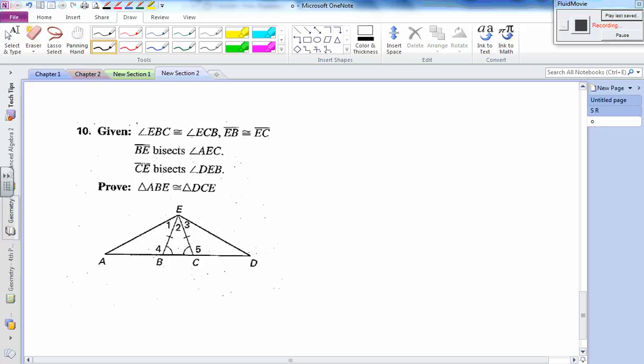Okay, write a two-column proof for 10. Looking at the diagram, got a couple different triangles here. The triangles in question are triangle ABE. I'm going to use a different color here. Triangle ABE and triangle DCE. Let me use a different color. DCE.